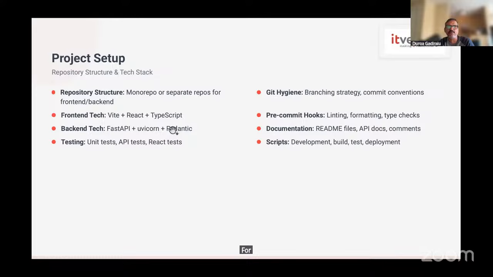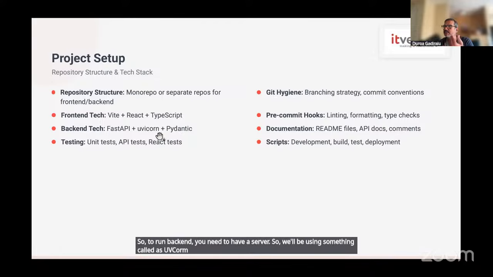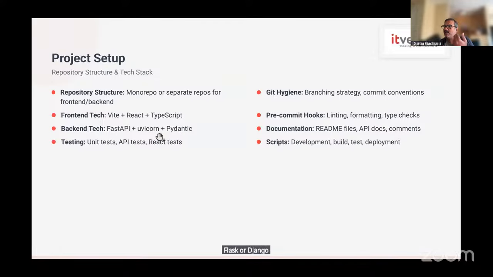For backend, we'll be using FastAPI. There have to be models, even though there is no database. For that, we'll be using Pydantic. So to run backend, you need to have a server. So we'll be using something called Uvicorn. If you are from Flask or Django background, you might have heard about Gunicorn. Uvicorn is similar to them for FastAPI.